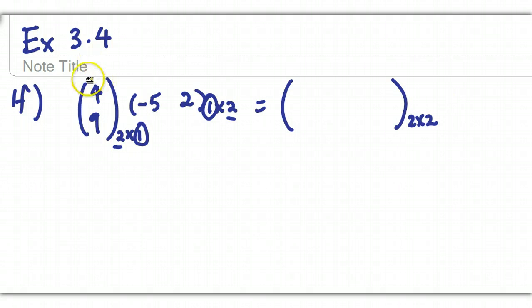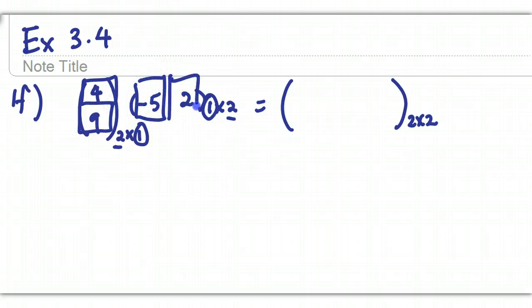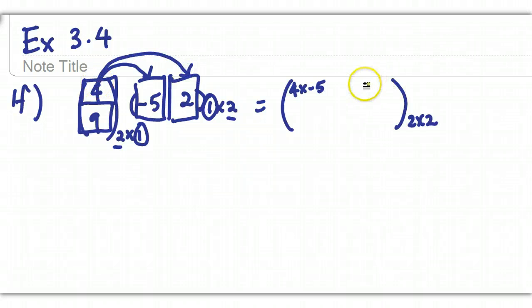Alright, we'll do our usual again. Divide the first matrix up into rows and the second matrix up into columns. So the first element, if you recall, is row 1 times column 1. So you get 4 times negative 5. Okay, the second element will be row 1 times column 2. So row 1 is 4 times 2.